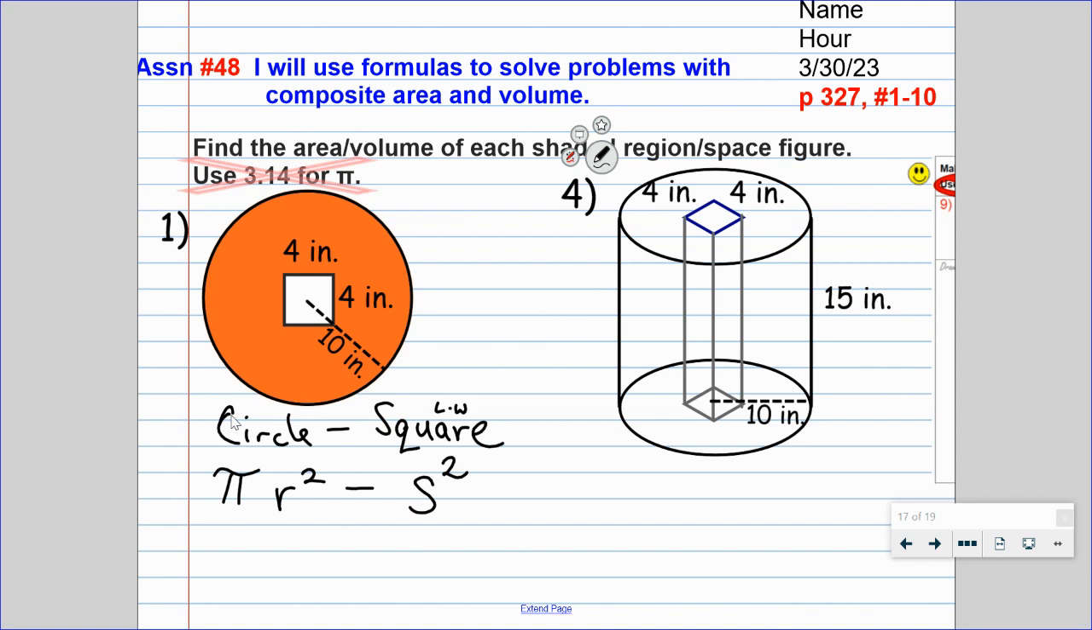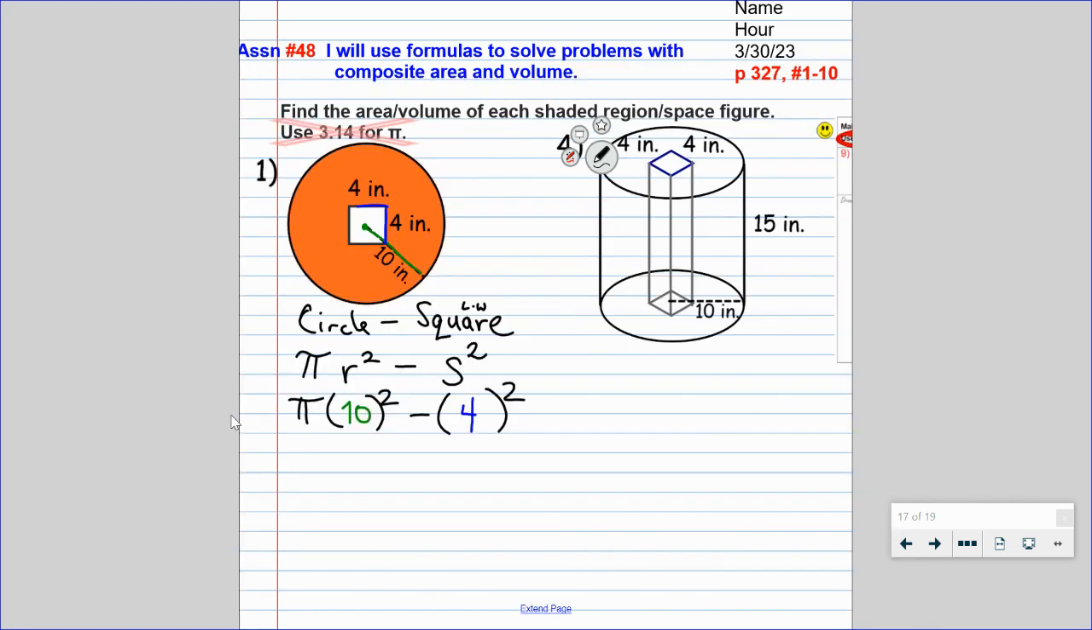From here, I'm going to start writing and filling in the dimensions. So let's take a look at our circle first. I look carefully at the 10 and I say, is that 10 a radius or a diameter? Well, in this particular case, the 10 starts in the middle, goes to the outside. That is a radius. Meanwhile, for the square, it appears to have side lengths of 4. So we have pi times 10 squared minus 4 times 4.